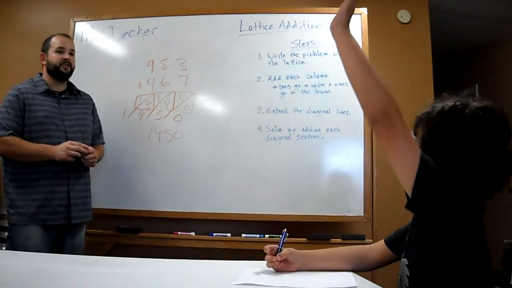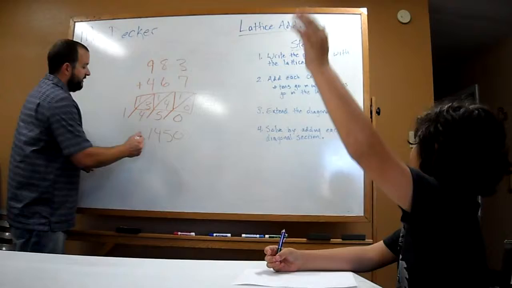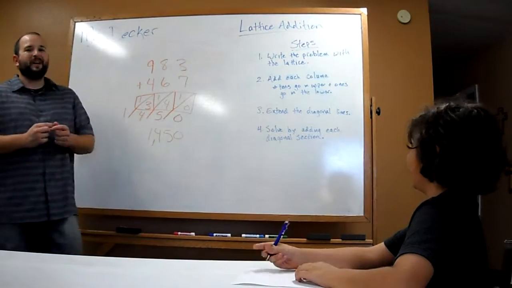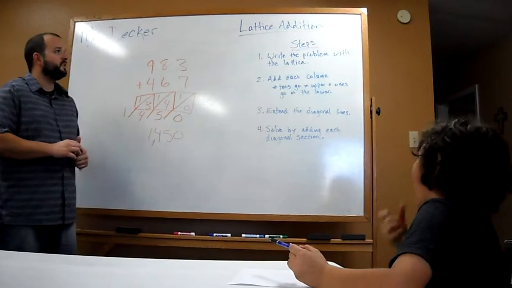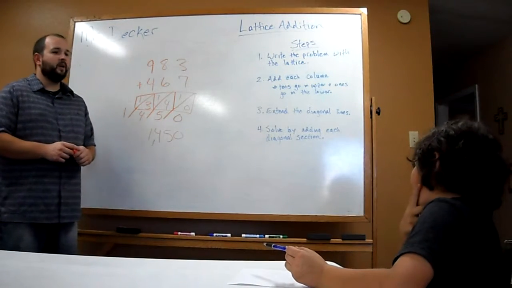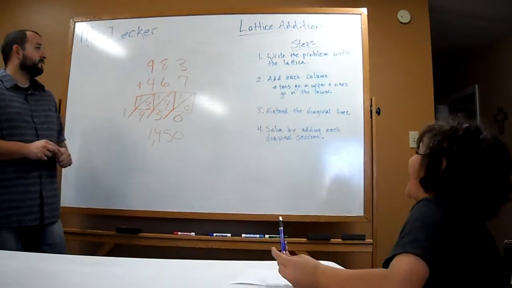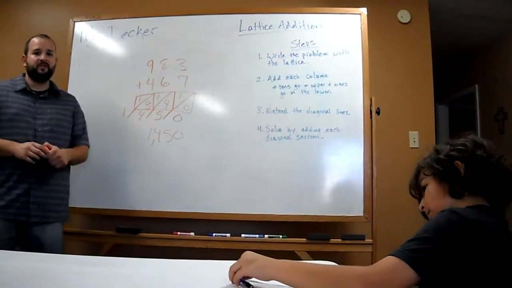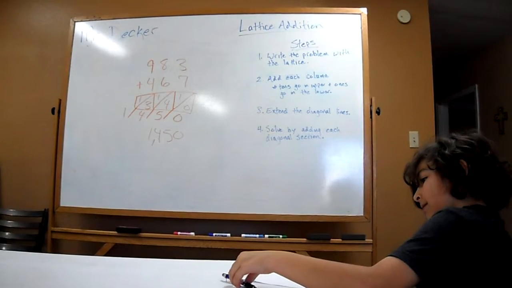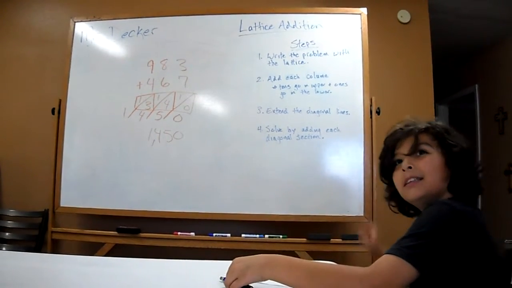Alright guys, you guys any questions? And look at the comma. Thank you, I forgot my comma. Do we have any other questions? Alright guys, I thank you for your time, and remember this is called lattice addition, and it's just another way we can add 2 or 3-digit, 4-digit numbers, it's a different way to add numbers. Thank you very much. Really, Dad?